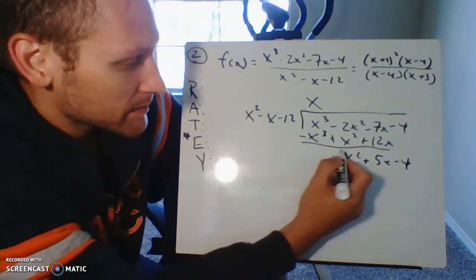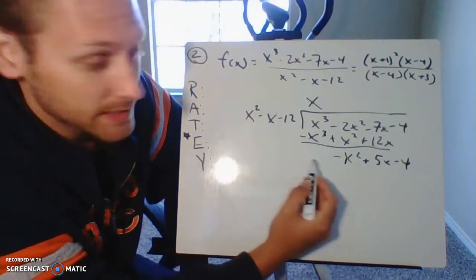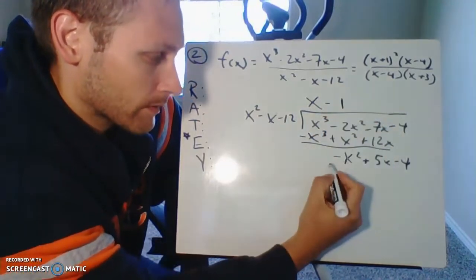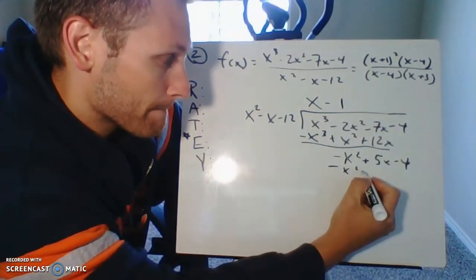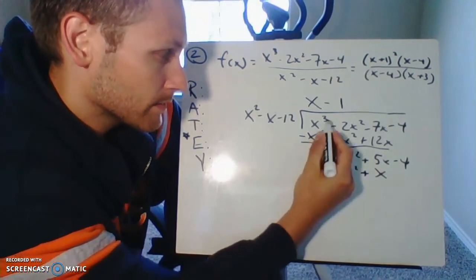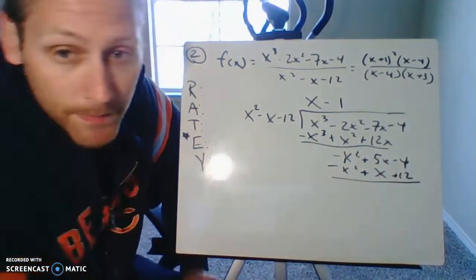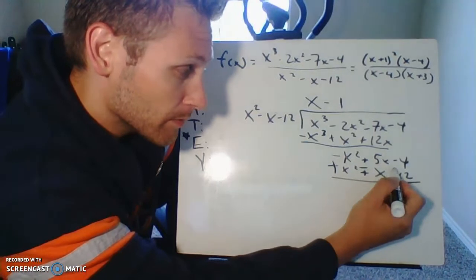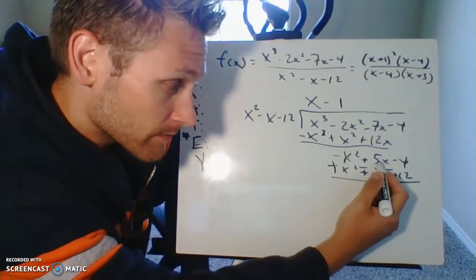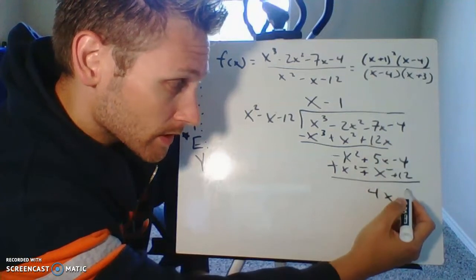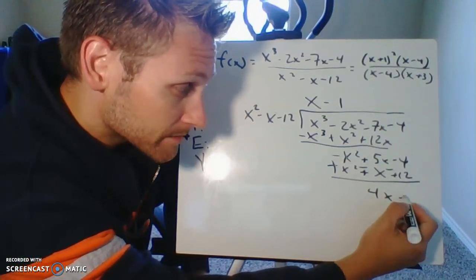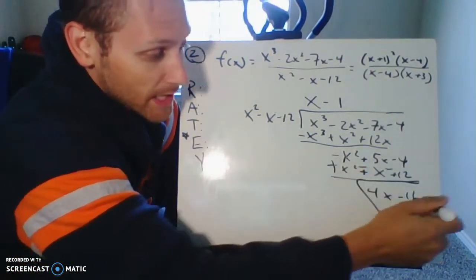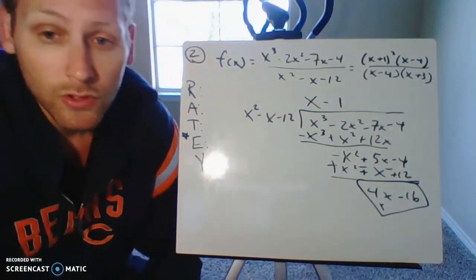All right, now I have to ask myself, what would I have to multiply x squared by to get negative x squared? And that's just the negative 1. It's going to give me negative x squared plus x plus 12. I now distribute the negative signs to change the sign. The x squareds cancel out, leaving me with 4x minus 16. Now, see how this degree is 2 and this degree is 1? This is now our remainder, and that's an r.